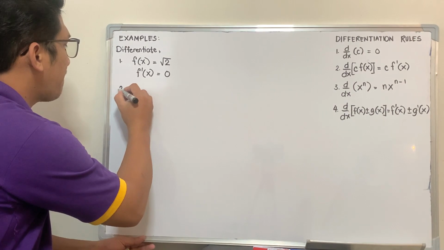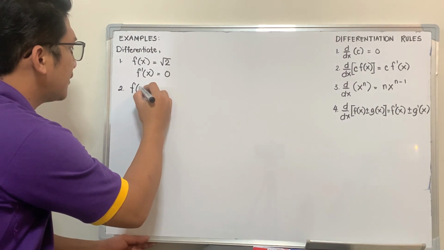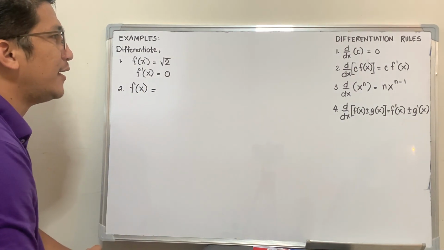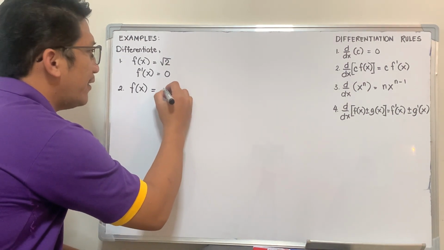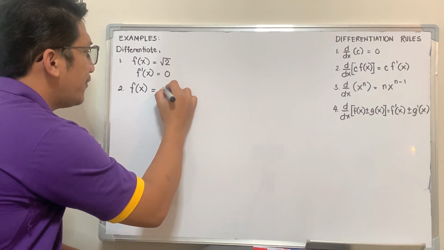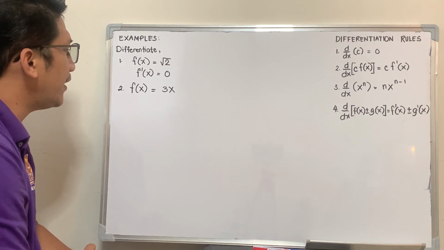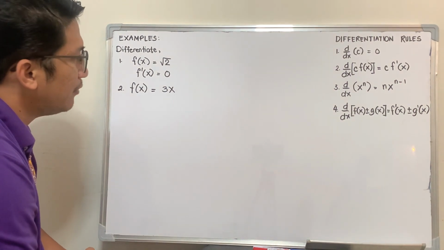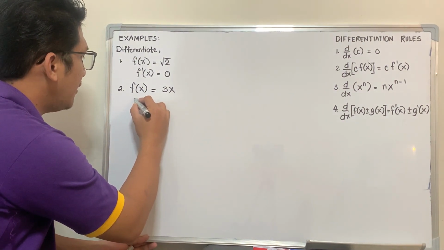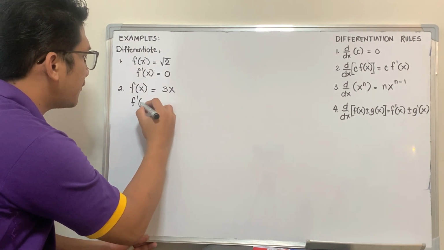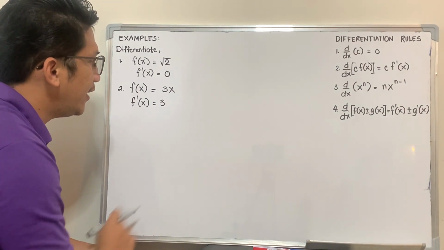Then example number 2. This time let's use rule number 2. Let's say we have to combine rules this time. Let's say you have the function f of x which is 3x. Okay? So if you have the function 3x, all you have to do is first, don't touch the constant term, meaning you can just differentiate it this way. f prime of x is just equal to 3, which you just copy. Then you differentiate x.